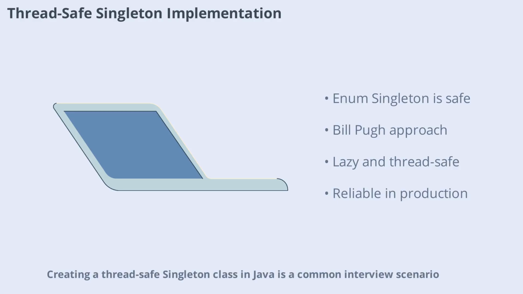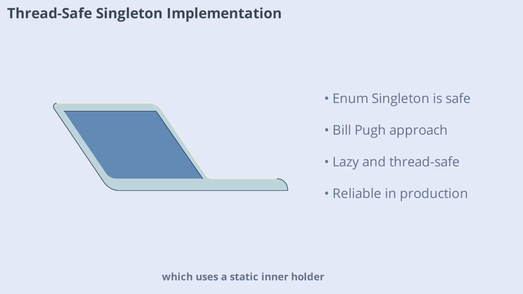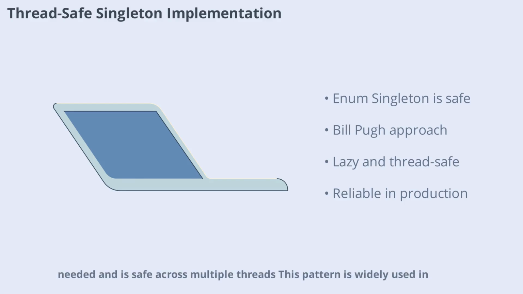Creating a thread-safe singleton class in Java is a common interview scenario. The Enum Singleton is a safe and simple solution, especially regarding serialization and reflection. Another practical approach is the Bill Pugh method, which uses a static inner holder class for lazy initialization and thread safety. By encapsulating the singleton instance within a private static holder, you ensure that it's created only when needed and is safe across multiple threads. This pattern is widely used in production systems for its reliability and simplicity.